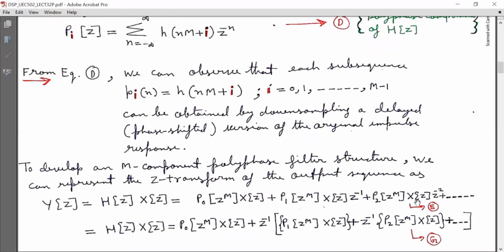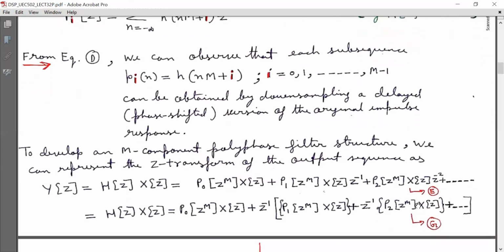Now, the same equation I can express in a different way. That is, Y(Z) is equal to P0(Z^M) X(Z) plus, I am taking out Z inverse from the rest of the terms, Z inverse bracket P1(Z^M) X(Z) plus Z inverse P2(Z^M) X(Z) and so on, and mark it as equation G.